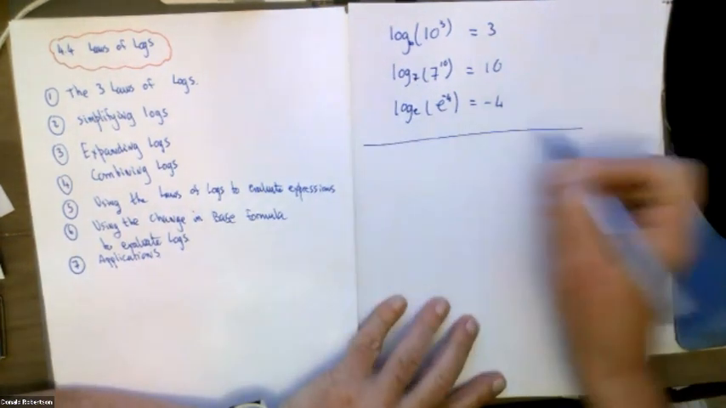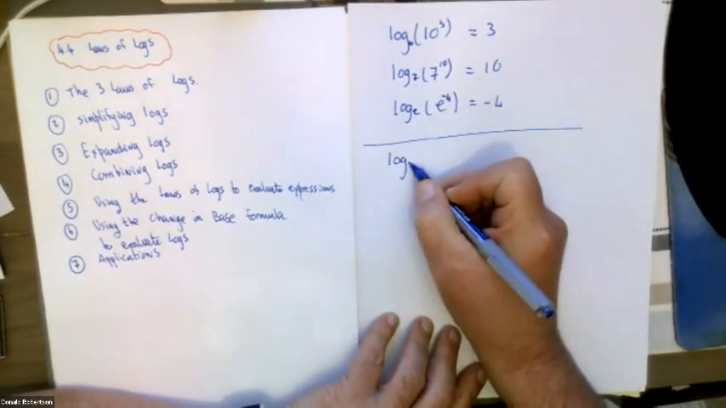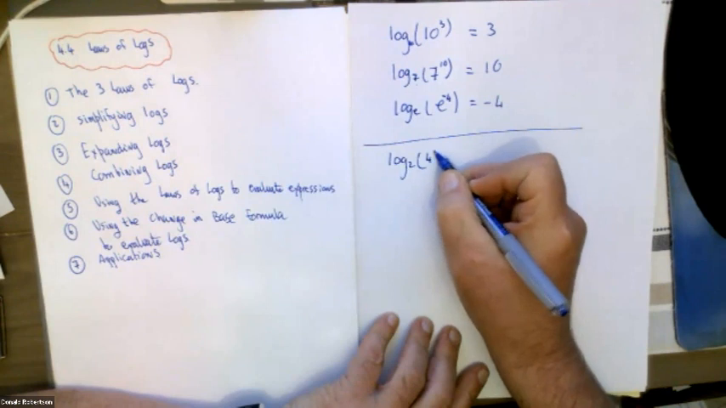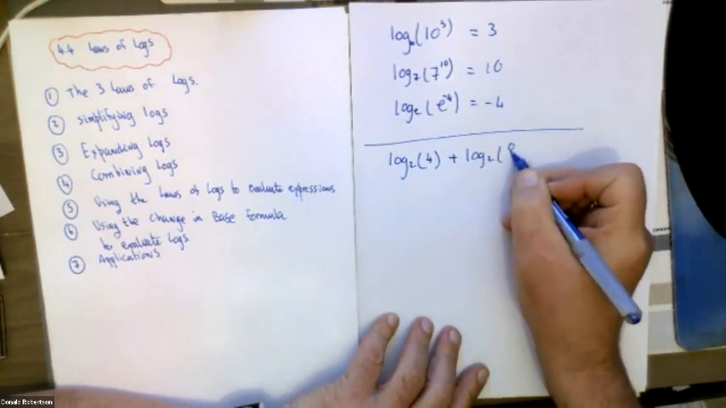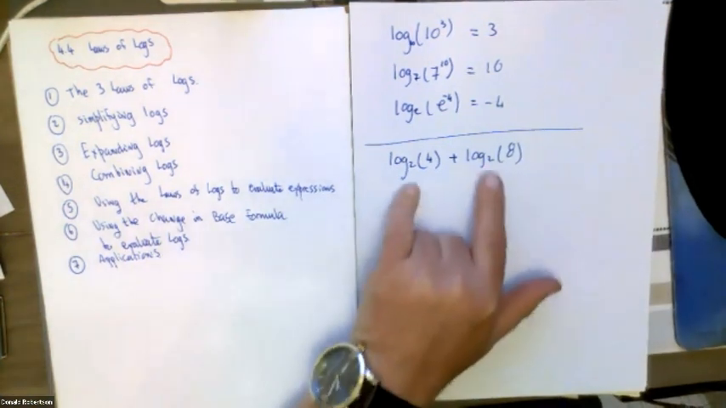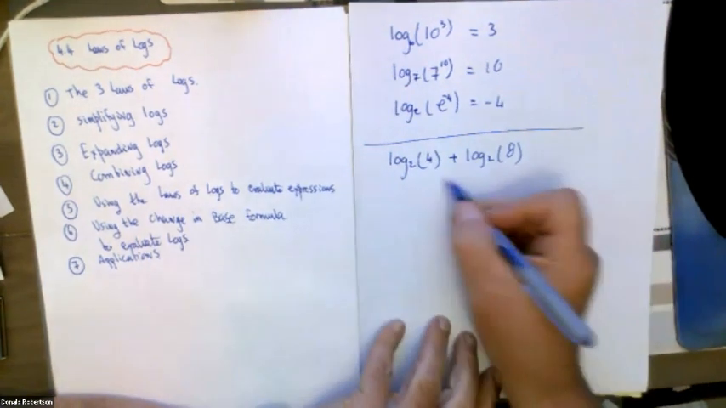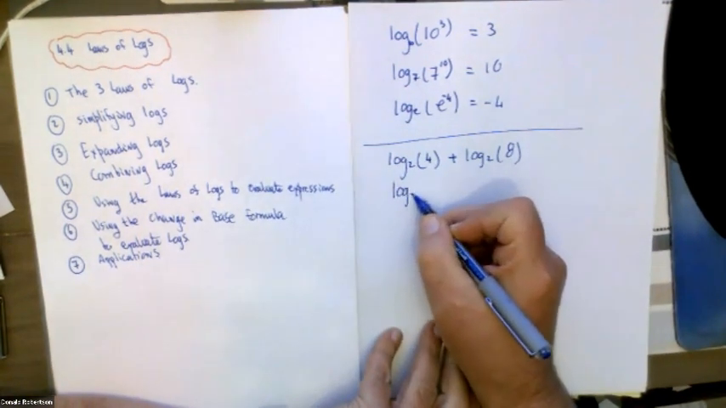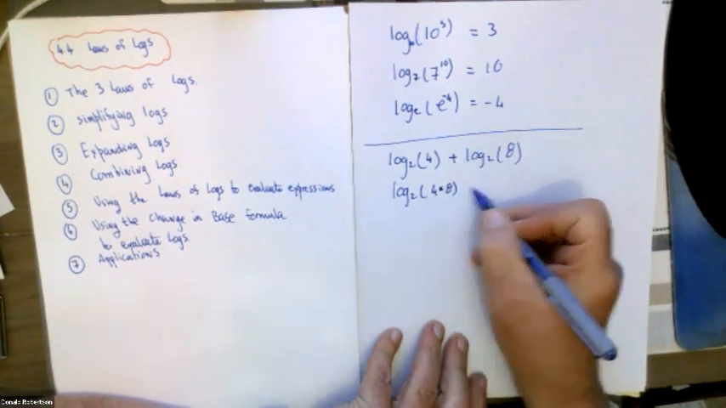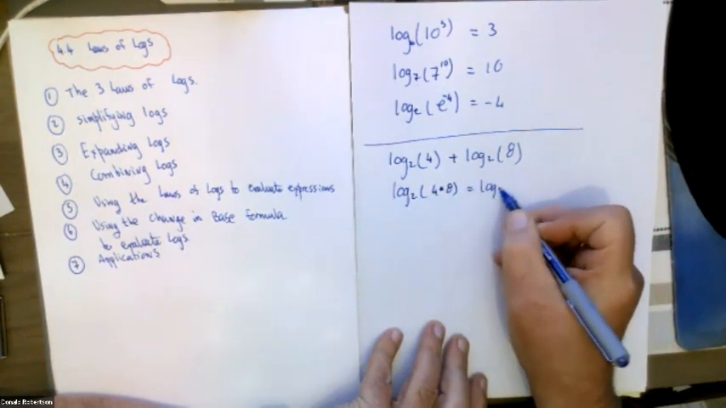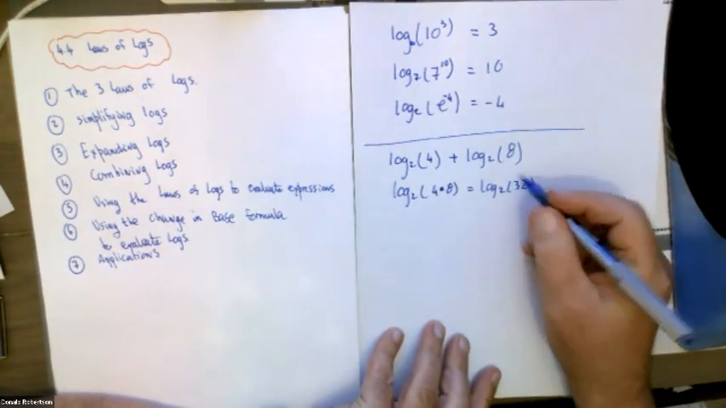Another way you can use properties of logs is you might get something like this. The log to base 2 of 4 plus the log to base 2 of 8. And you're going to eventually simplify this to 1 log. Well, it's a log of 4 times 8. That's the log of 32.